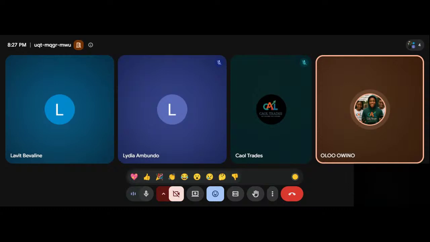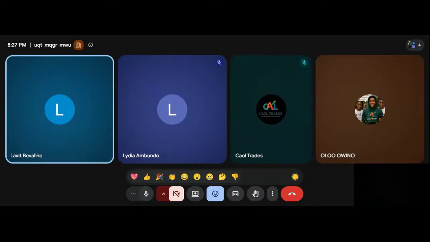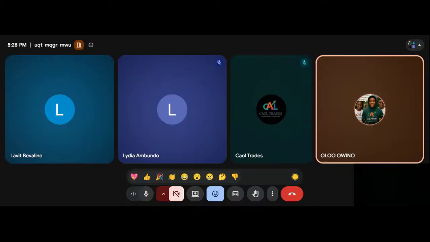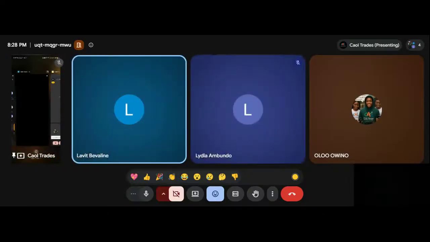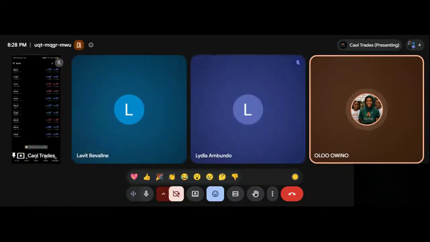You are looking at my screen, the small one. Is it visible? I mean, my screen share. Okay, let me share again. So let's go back to my screen. From my screen, this point is the Market Watch. Are you seeing that place here? Yes, Market Watch.